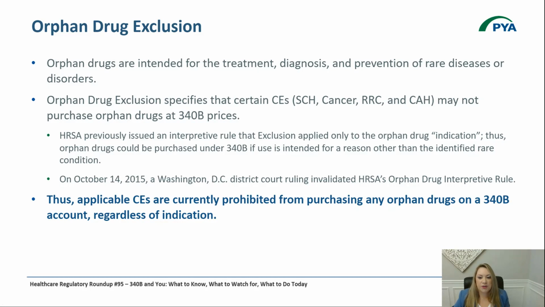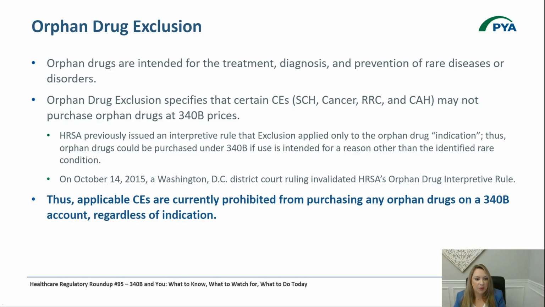This slide talks about the orphan drug exclusion a little bit further. Essentially, as of now, covered entities that are subject to the orphan drug exclusion, so sole community hospitals, cancer, RRC, and critical access, are not able to purchase orphan drugs at 340B pricing. So that's another check. If that exclusion applies to your organization, that is something that you can easily check for. You can pull the orphan drug listing and you can cross-check, using an Excel spreadsheet, periodically to make sure that you're not inadvertently counting anything.